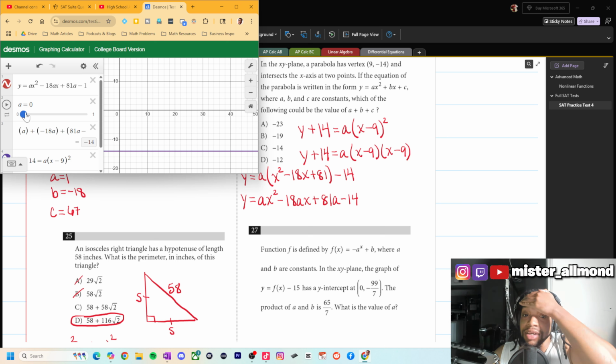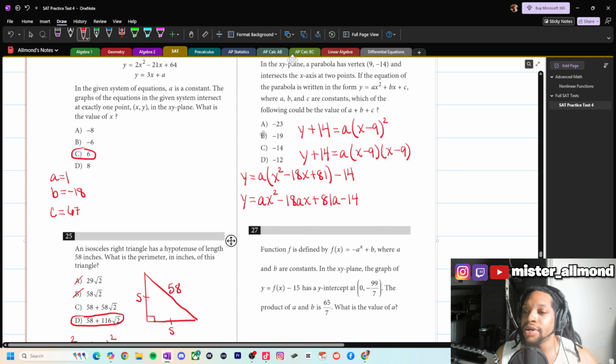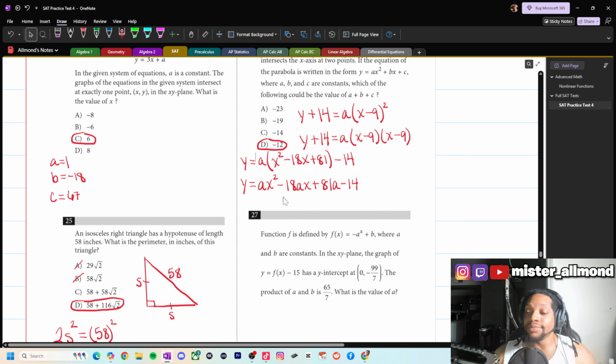So look, if A is 0, which we know can't happen because we know A has to be positive, then the sum of A plus B plus C is -14. So any A value smaller than that, my A plus B plus C would also be smaller than -14, which rules out B and A, and we ruled out C, so it has to be D. But there's no way that that's the way to do it. I guess I'm glad I got it right because that one was hard and I was about to give up.